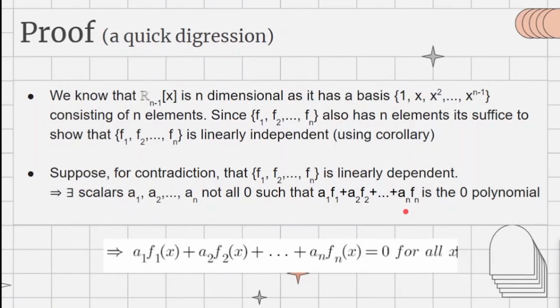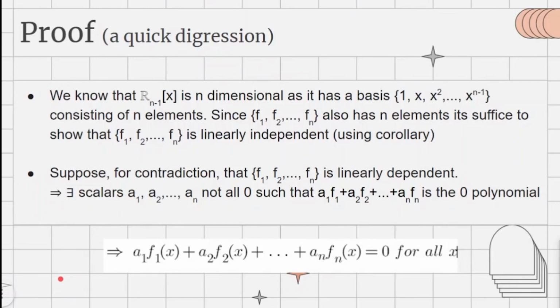Considering it is not linearly independent, that is, it is linearly dependent, we prove this by contradiction. Since we are considering f1, f2 till fn to be linearly dependent, there must be scalars a1, a2 till an, where not all of them are 0. That is, we don't have the trivial solution for the equation a1 f1 plus a2 f2, and so on up to an fn is equal to 0. We get a non-trivial solution if it is linearly dependent.